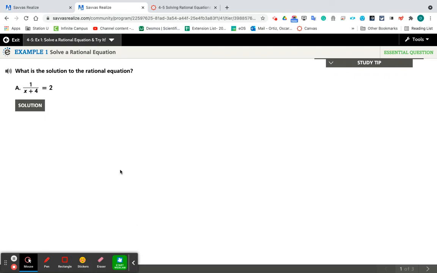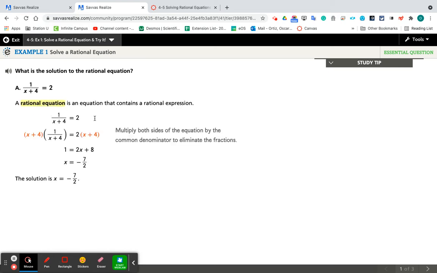This lesson starts with example one, solving a relatively simple rational equation. So we are finding a number that makes the left hand side equal the right hand side. A rational equation is an equation that contains a rational expression. Here we see the equal sign signaling an equation, but we also see a rational expression on the left, and that makes it a rational equation.